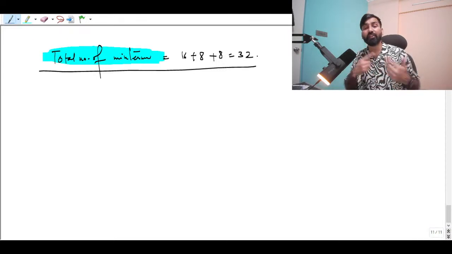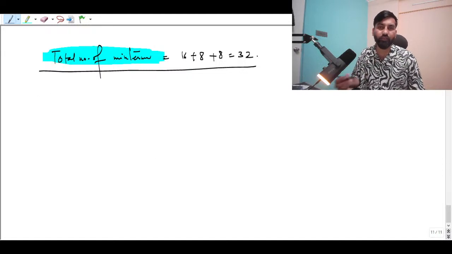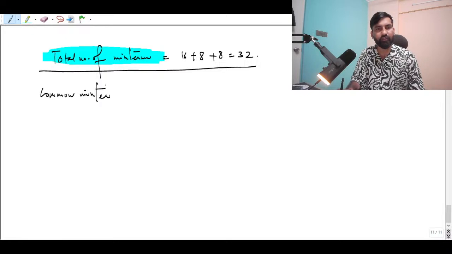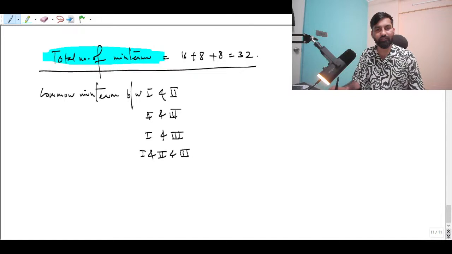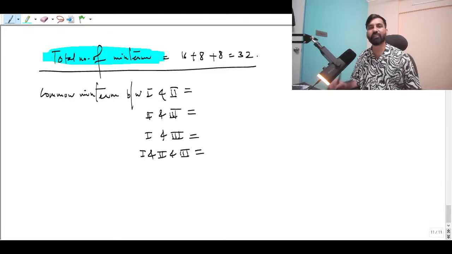So how many common minterms are there between the first and second? First of all, let us find the common minterms between first and second, second and third, first and third, and the common minterms among first, second and third. If you are able to count these, then the answer will be very easy.